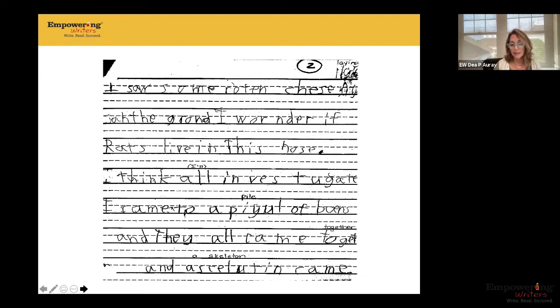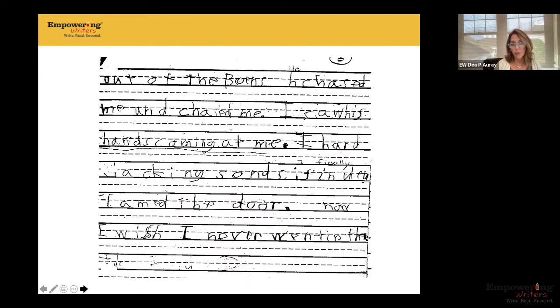And a skeleton came out of the bones. He chased me and he chased me. I saw his hands coming at me. I heard clacking sounds. I finally slammed the door. Now I wish I never went into that house. Now clearly, Ben has a lot of room for additional growth, but look at how he has grown from the beginning of the year to January.